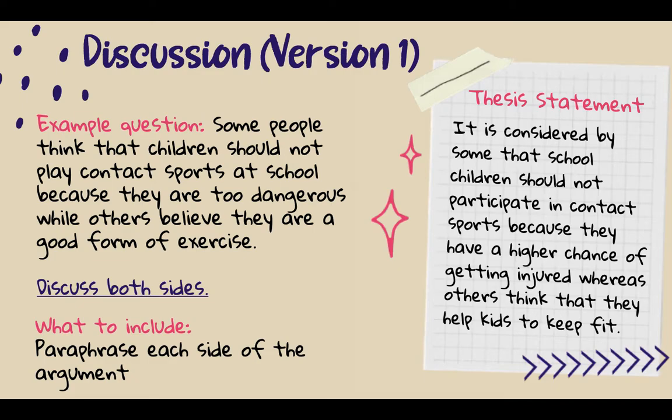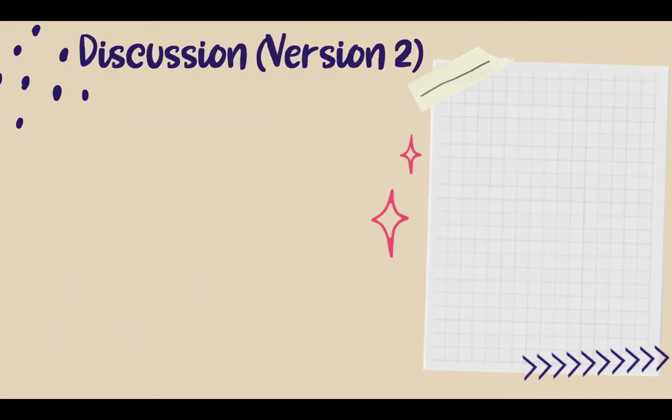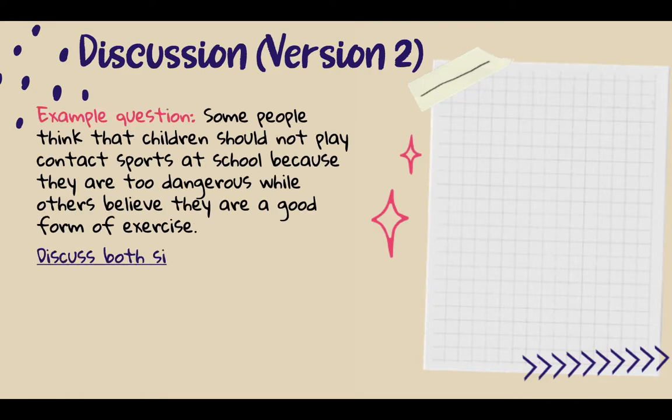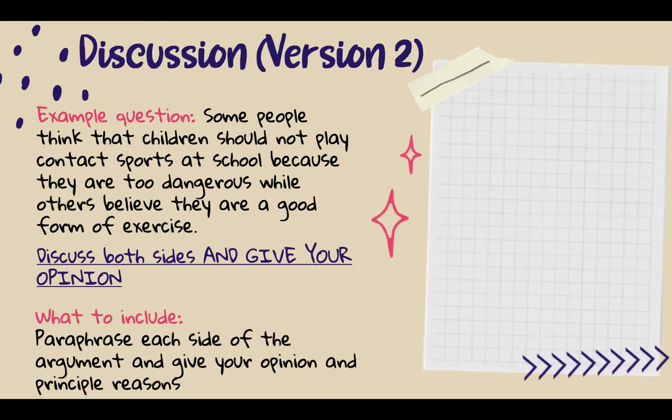Okay? Now, for the discussion version 2, the question is slightly different because it not only says discuss both sides, it also says and give your opinion. So for this thesis statement, that's exactly what you have to do. Paraphrase each side of the argument and give your opinion and principal reasons. This is an example of a thesis statement that I would definitely split over 2 sentences.